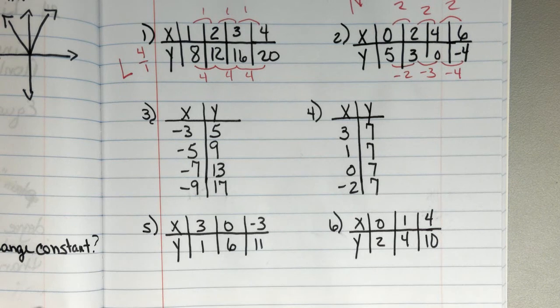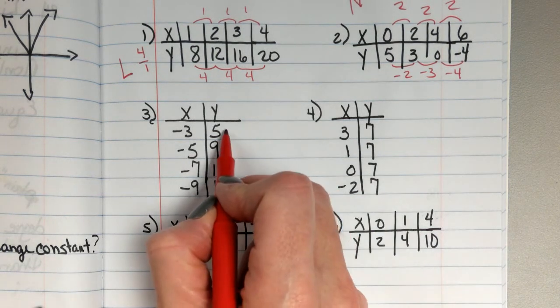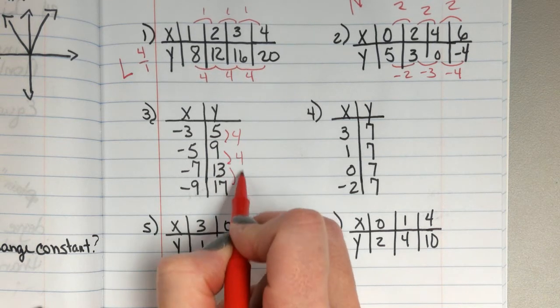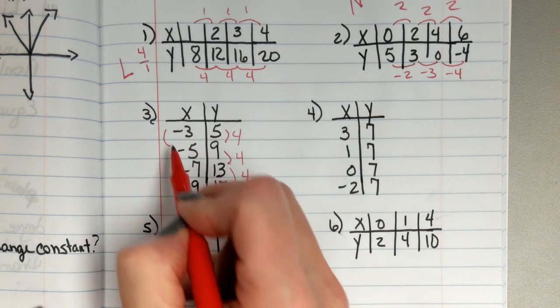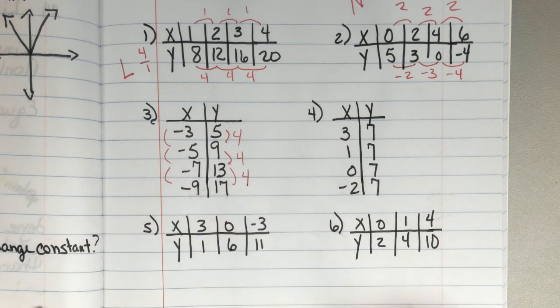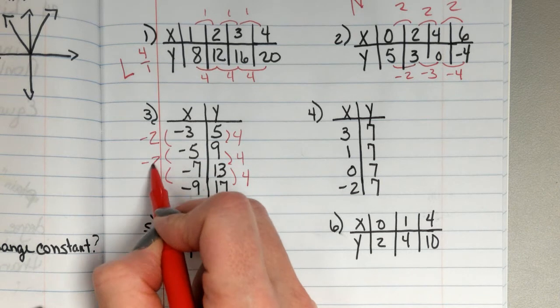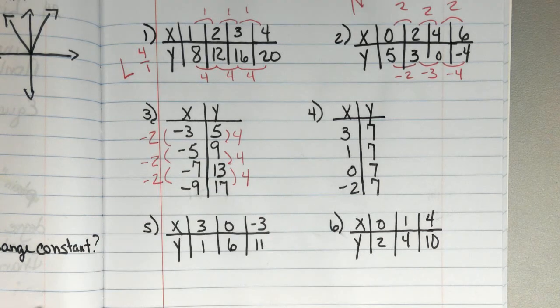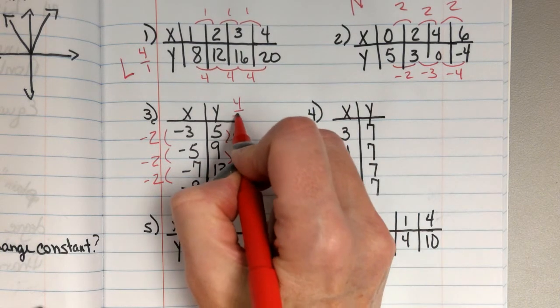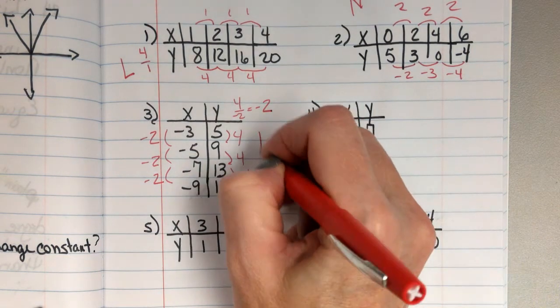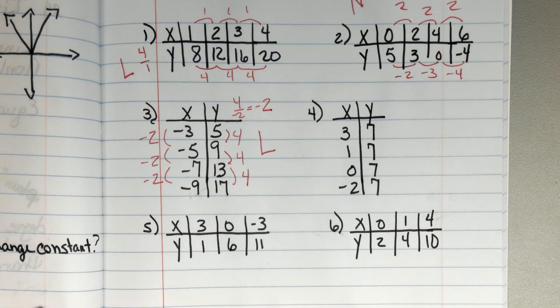All right, let's see, what about 3? What's my Y doing? All right, it's increasing by 4 every time. Okay, what about the X? Decreasing by 2 every time. So what is my rate of change? The rate of change is negative. Yeah, because it would be 4 over -2, which is -2. So am I linear or nonlinear? Linear. If you can find the rate of change, it is linear.